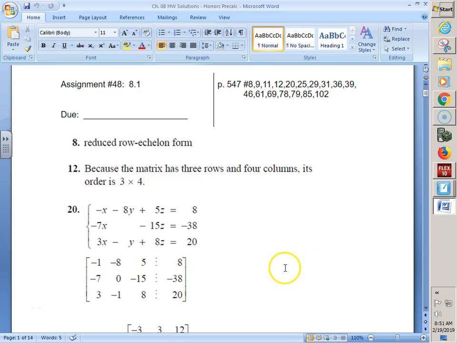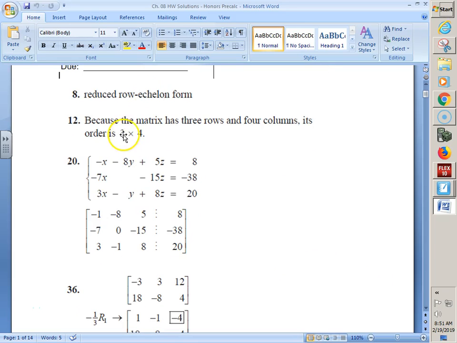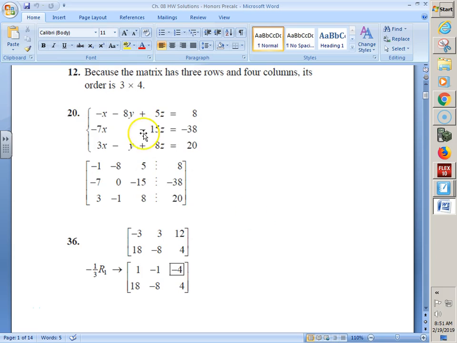Reduced row echelon form, RREF. Number 12 is a 3x4. Number 20, you were just, sorry, those of you that didn't realize it, just writing the augmented matrix. Shout out. Just writing the augmented matrix.